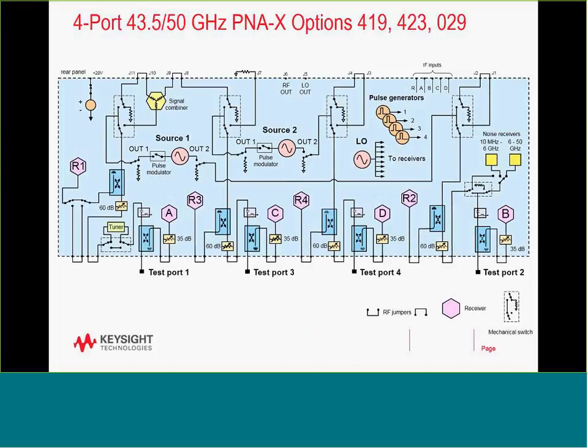For example, this is the higher frequency network analyzer. The noise receivers are still again on the test port. In a 4-port configuration, the noise receivers again are only found on port 2.